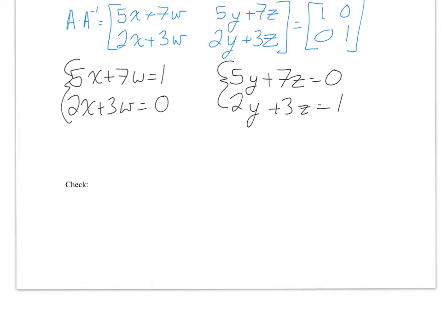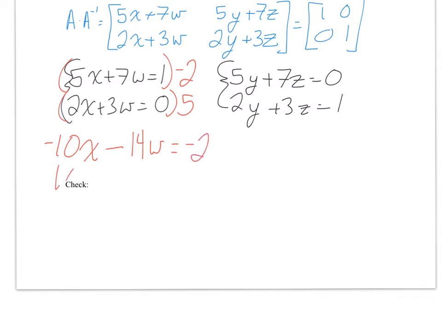So I need to make one of my coefficients the same exact number but opposite signs. So I'm going to go with my 5 and 2. I'm going to multiply this top one by a -2, and I'm going to multiply this bottom one by a +5. So if I distribute that -2 to everything, I'm going to have -10x minus 14w equals -2. And then on the bottom, I'm going to have 10x plus 15w equals 0.